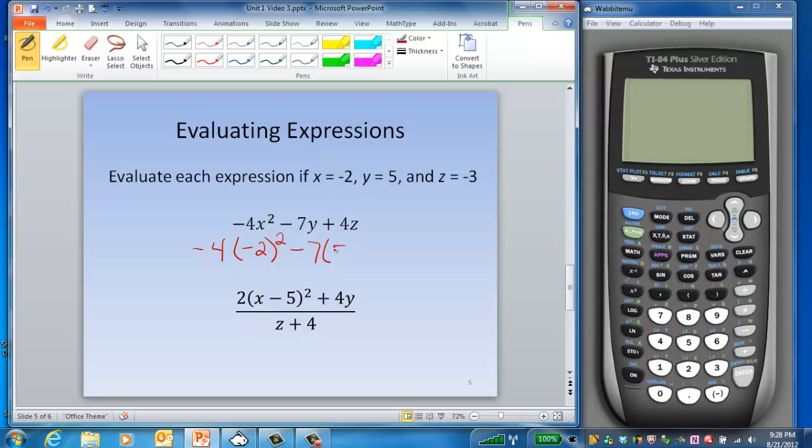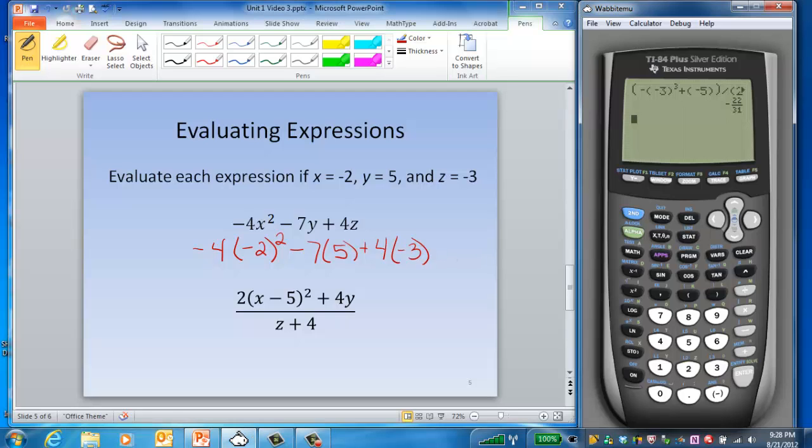-7 times y is 5, plus 4, and they say z is -3. So I wrote this on paper with the parentheses for the multiplication. I'm going to come on over here, and I have -4. Gotta have those parentheses when I want to square. Oops, helps if I write the 2.